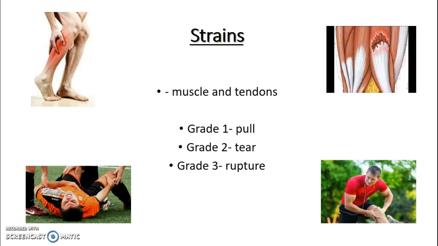And then a grade 3 is a rupture. This is the most serious one. So this is where the muscle is completely torn, or the tendon is completely detached. This causes the most swelling, the most pain. You can see it outside. You can see the injury actually happen. This is the worst one. Takes the longest to recover. It's just all around possibly the worst one.